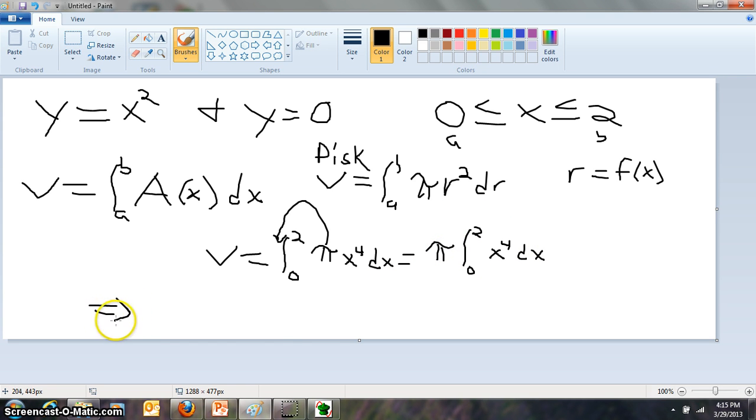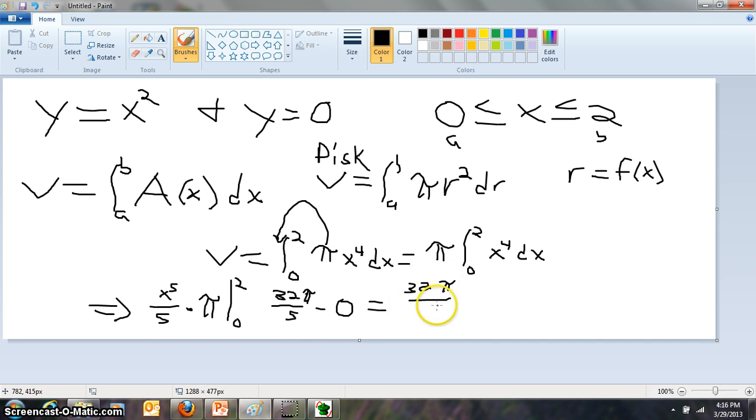Now, this itself, bringing it down here, will equal x to the 5th over 5 times pi, between 0 and 2. What you basically do is put the top number in first and then subtract the bottom number. So what you'll have is 32 pi over 5 minus 0. So the answer for this particular problem is 32 pi over 5.